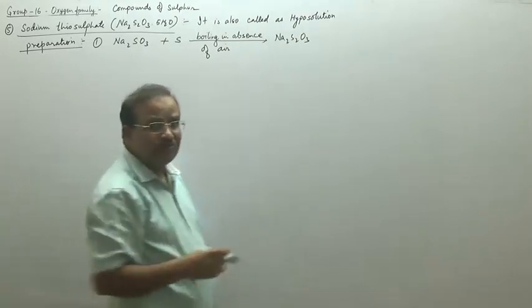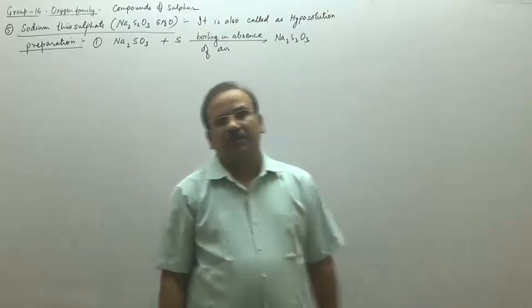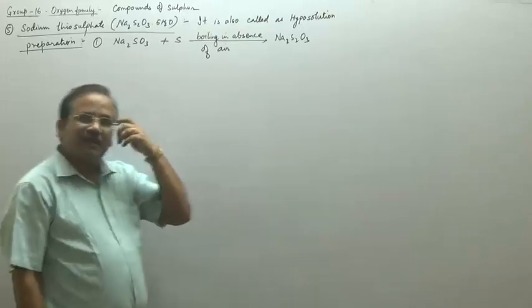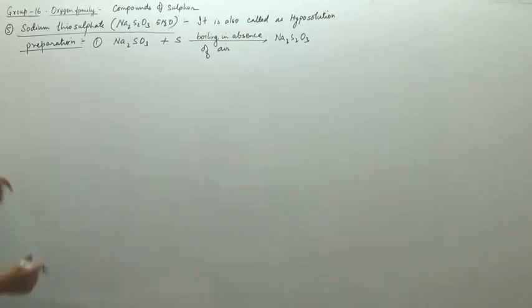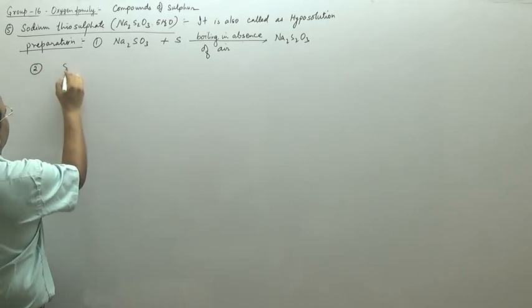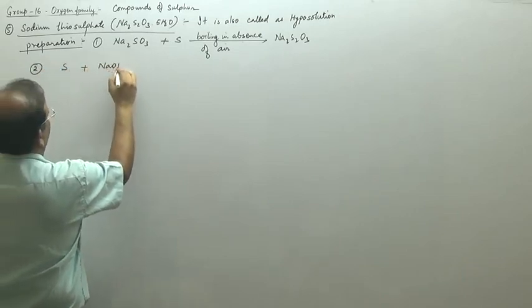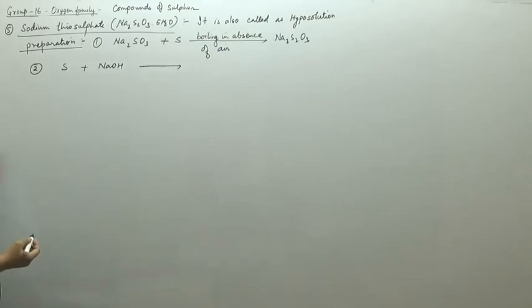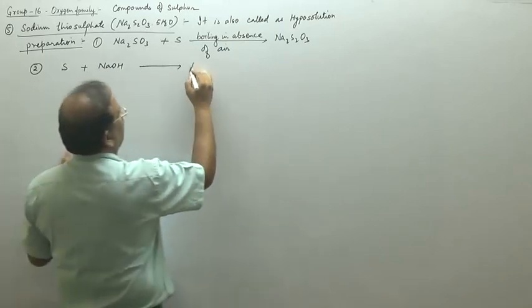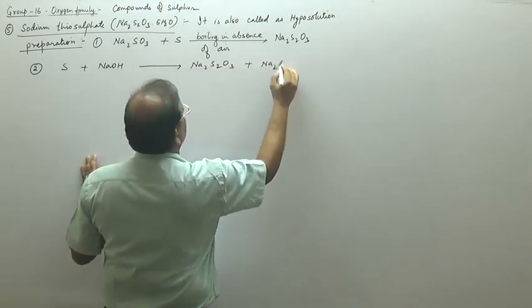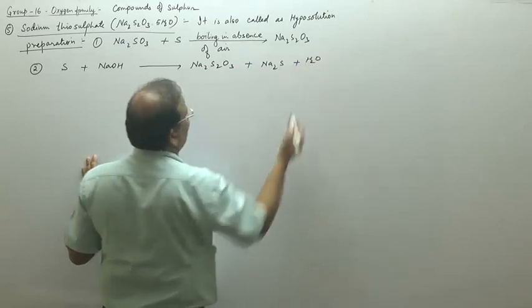We can also prepare sodium thiosulfate by treating NaOH with SO2, so that we get Na2SO3, and then reacting it with sulfur. Another method for the preparation is to treat sulfur with NaOH. Let us check what will happen. When we react sulfur with NaOH, we get Na2S2O3 plus sodium sulfite plus H2O in the reaction.